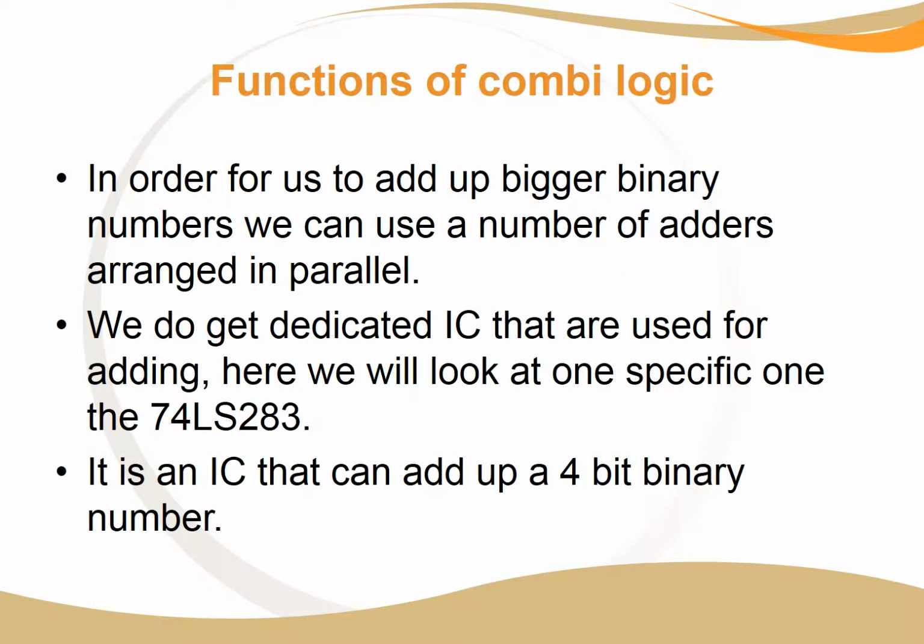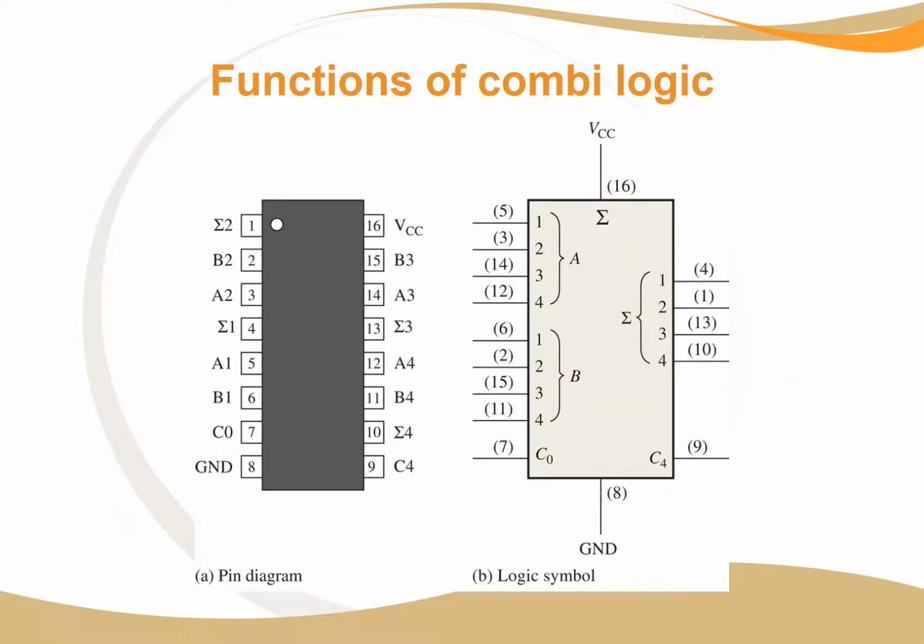Now, in order for us to add up bigger binary numbers, we can use a number of adders arranged in parallel. We get dedicated ICs that are used for adding, and here we will look specifically at the 74LS283. It's an IC that can add up 4-bit binary numbers, and it looks like this.